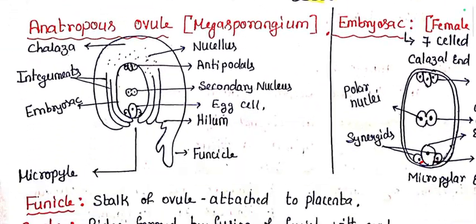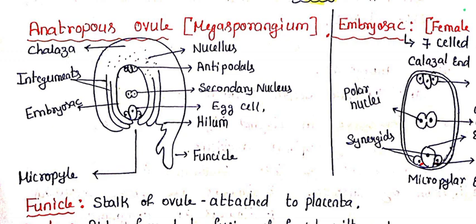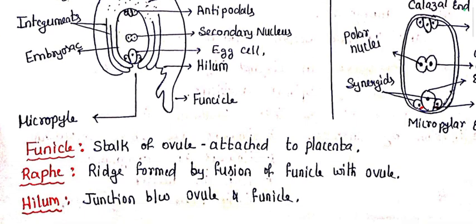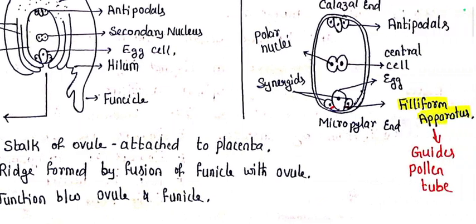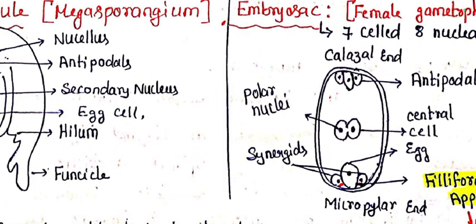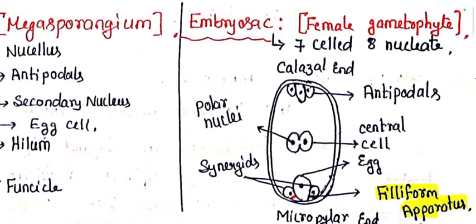Now let us look at the diagram of anatropous ovule megasporangium, and here the funicle is the stalk of the ovule attached to the placenta, and raphe is the ridge formed by the fusion of funicle with ovule, and hilum is the junction between ovule and funicle.